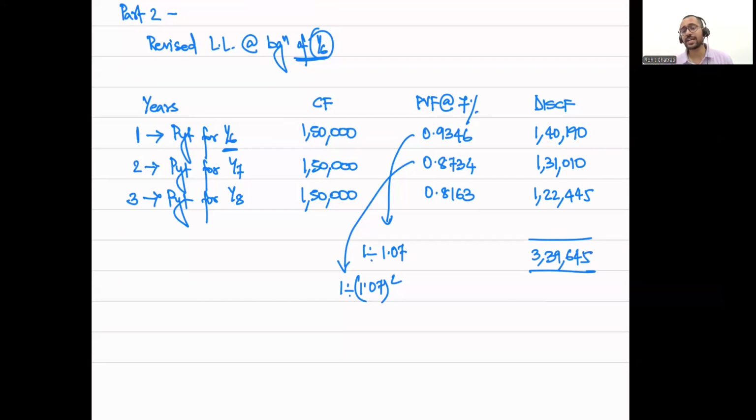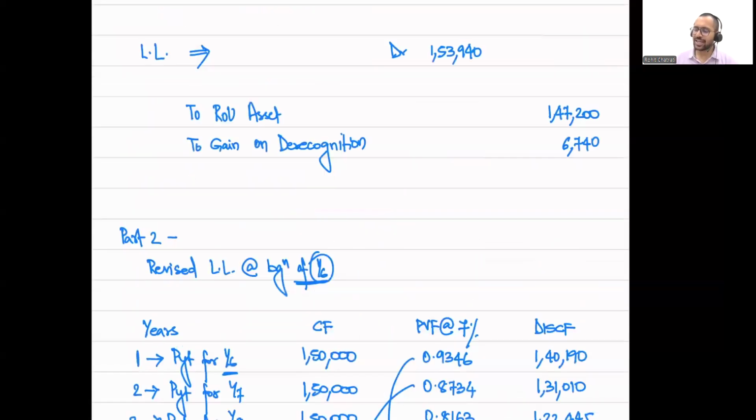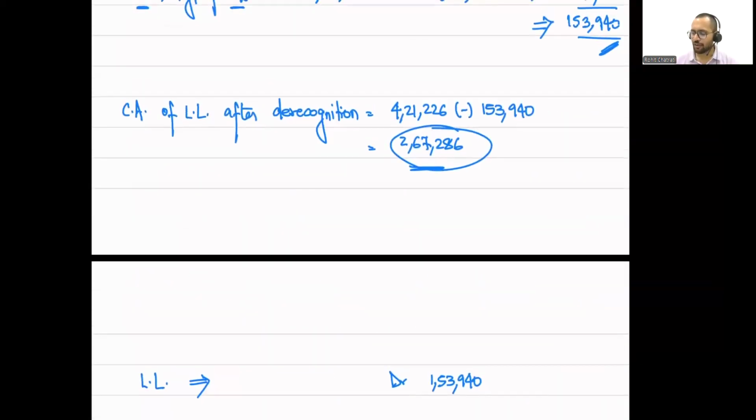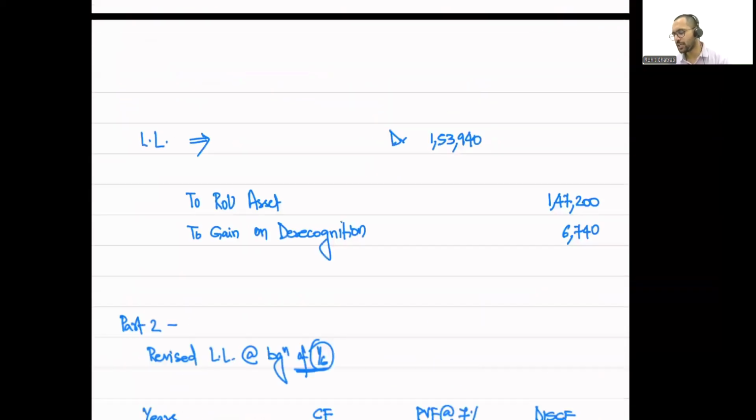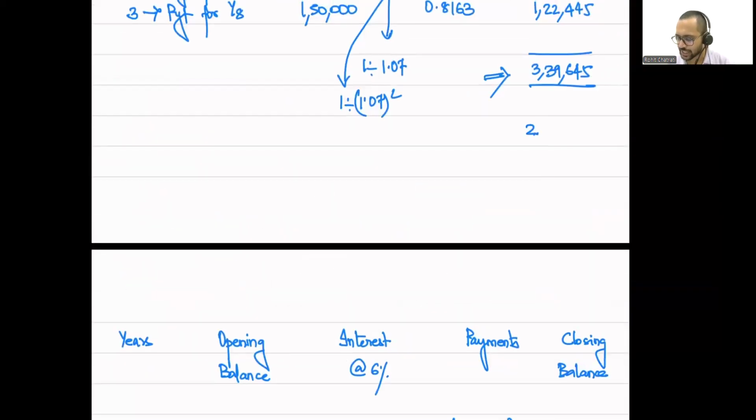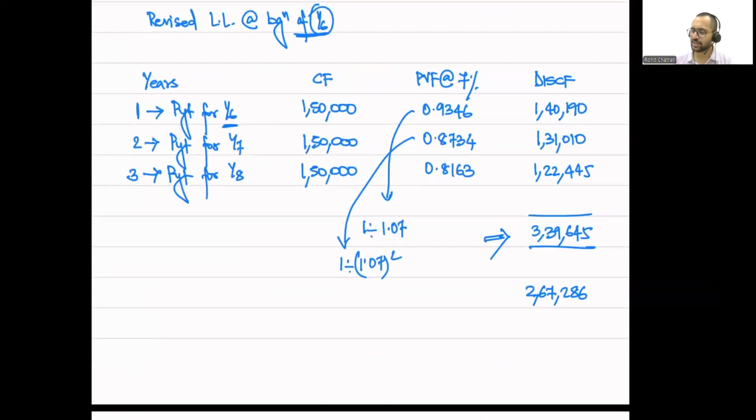The total of all of this is going to be equal to 3,39,645. So the revised lease liability that we have is equal to 3,39,645. The carrying amount of the lease liability after derecognition in the books of accounts is 267,286. I now have to increase it to 3,39,645.